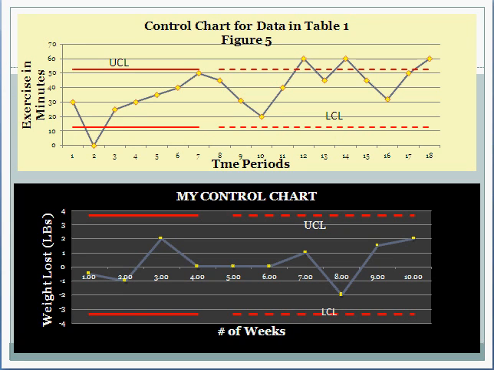Now, if you compare to my control chart, you'll be able to see that my data as of now has pretty much always stayed within the upper control limit as well as lower control limit. On the x-axis, you'll be able to see number of weeks. On the y-axis, you'll be able to see the weight loss in terms of pounds.